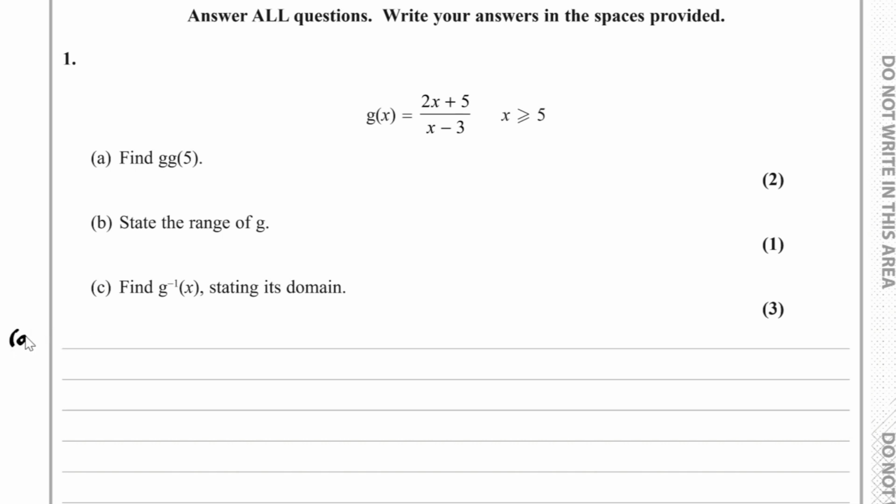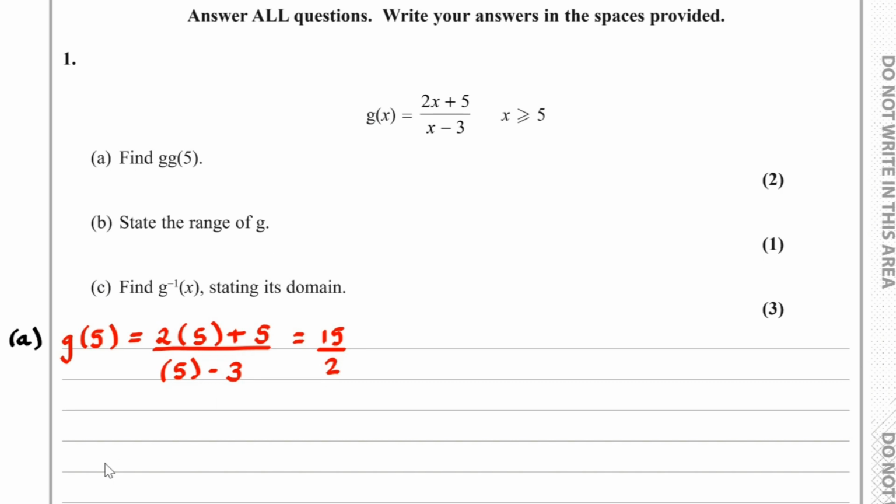For part A, we can begin by finding out what g of 5 is. I have 2 times 5 plus 5, divided by 5 subtract 3. 10 plus 5 is 15, and I'm dividing this by 2, so I have 15 over 2 for g of 5.